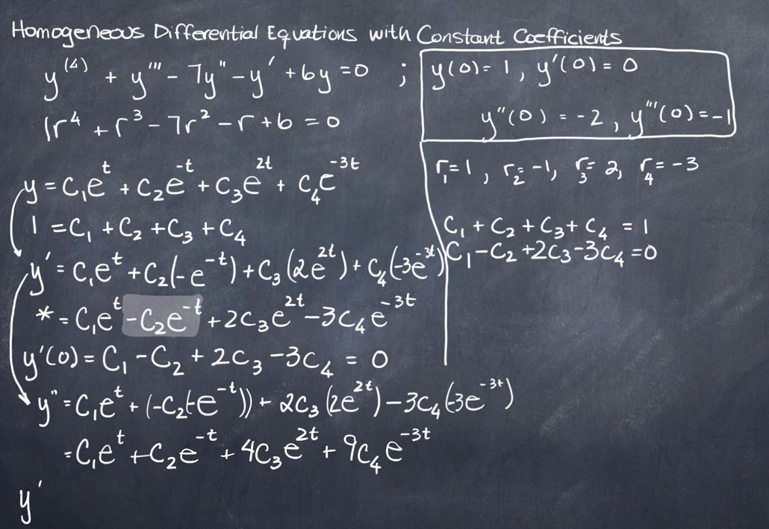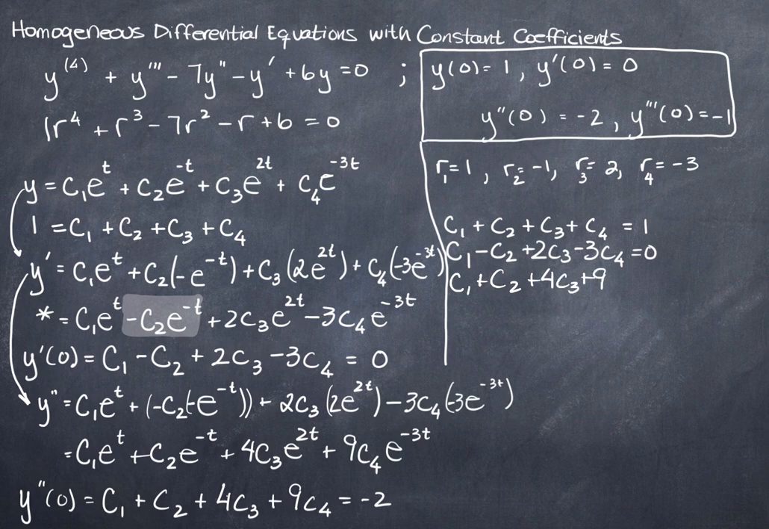And when I plug 0 in there, I get c1 times 1 plus c2 times 1 plus 4c3 times 1 plus 9c4 times 1. That is equal to negative 2. And I'm told that when I plug 0 into the second derivative, the result is negative 2. So let me add that to my list. c1 plus c2 plus 4c3 plus 9c4 equals negative 2.